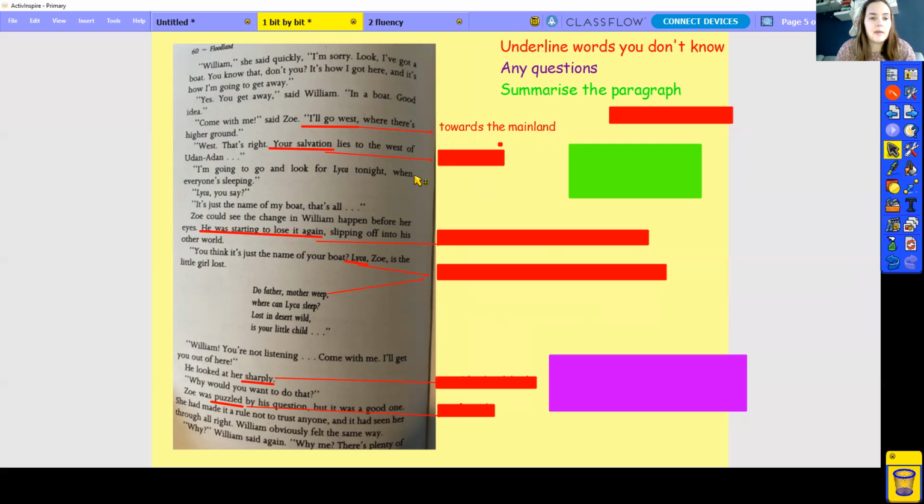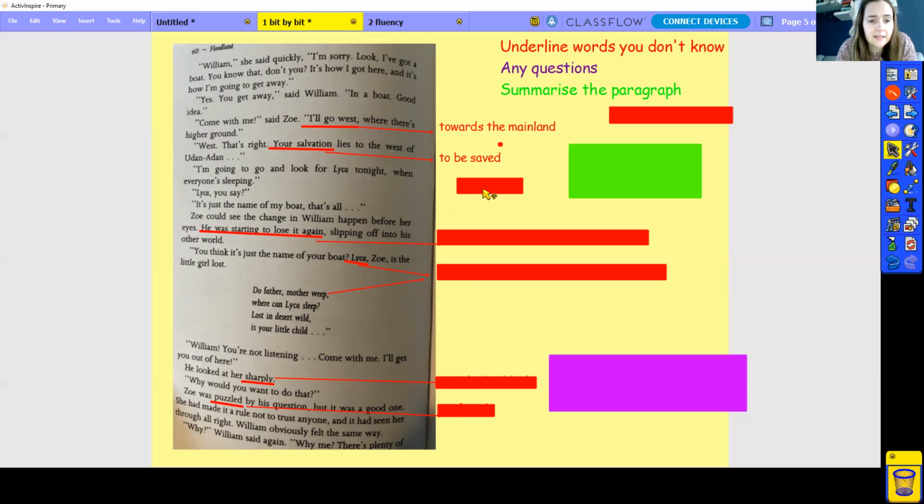And then this next bit here: west, that's right, your salvation lies to the west of Uden Aden. Now remember, Uden Aden is the sea. We know that that's the sea from earlier on. Salvation, I wonder if you got this one. Salvation is a really good word, actually, but it just means to be saved. Your salvation is the thing that will save you. So saying the thing that will save you is in the west, where the mainland is. That will be the thing that saves her and stops her from dying, because that's where people are, that's where probably their food is, much better than it was before.